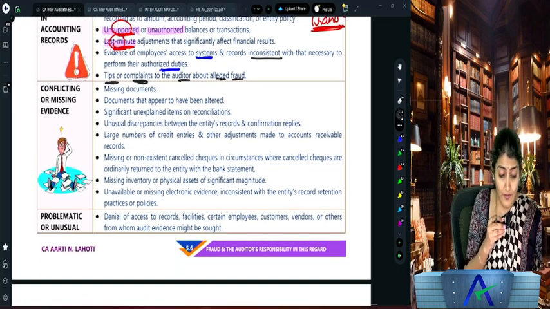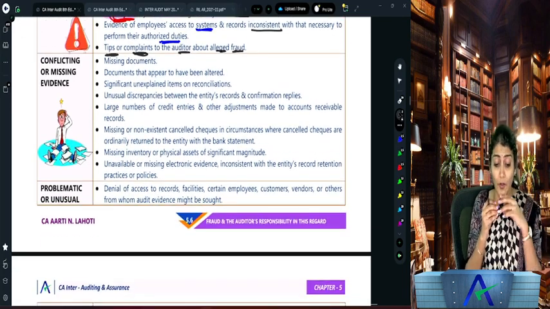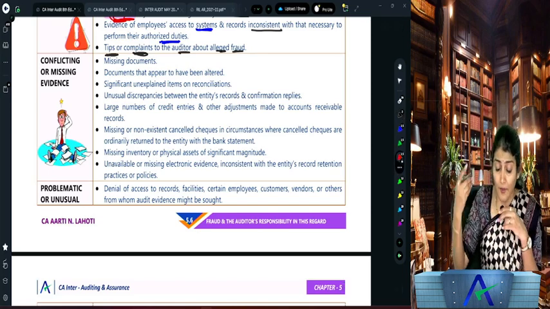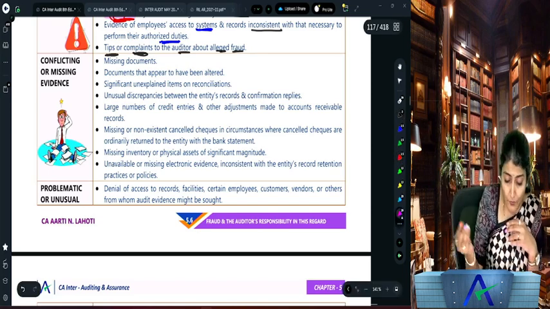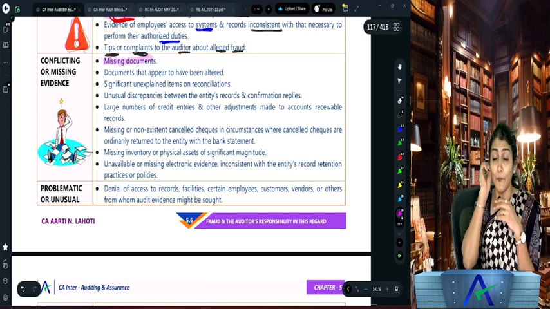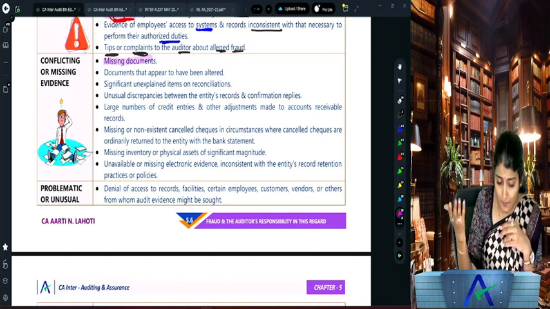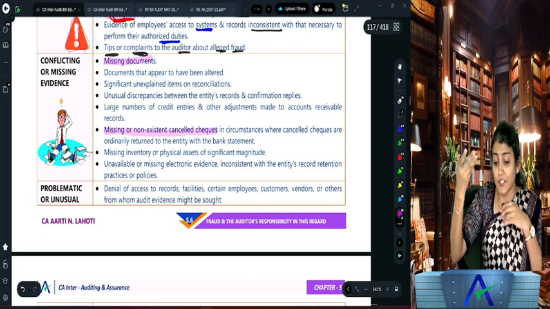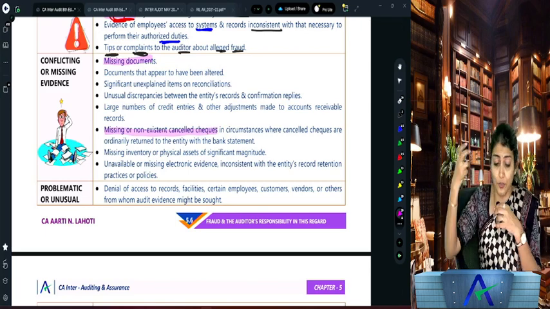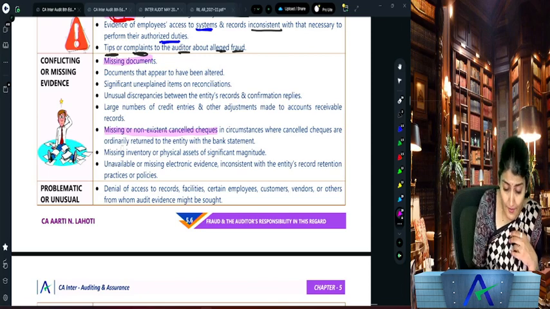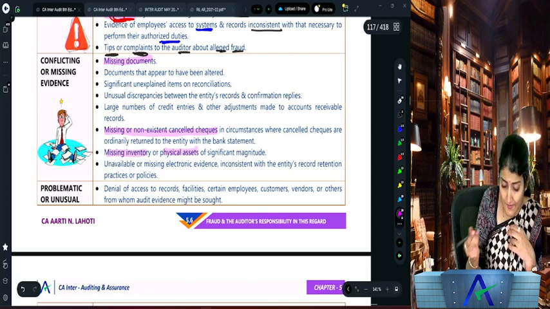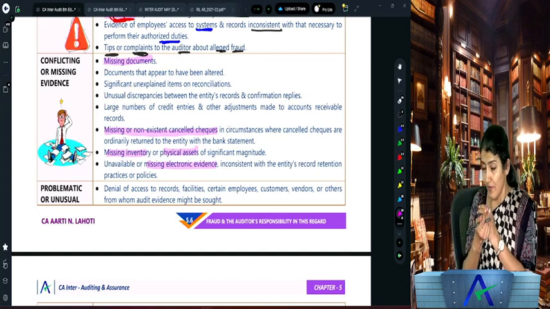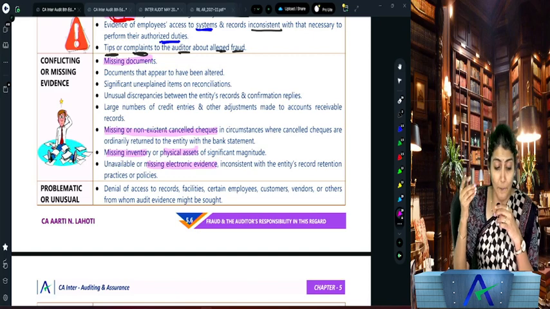Okay, then what is the next one over there? Conflicting or the missing evidences. Missing means unable to obtain the sufficient appropriate audit evidence. So what is missing? Say the rent agreement of the company is missing. Next, what is missing? The cancelled checks, right? Or the checks are missing, where cancelled checks should be returned, but they are missing. Then the inventory of the company is missing. Then the electronic evidences of the company are missing.